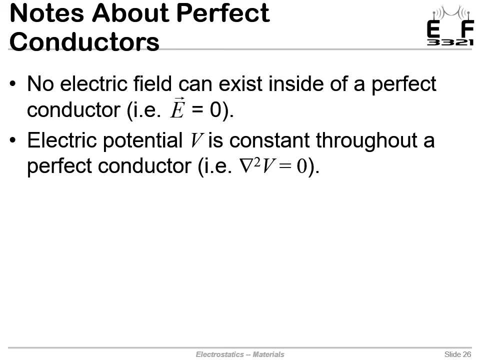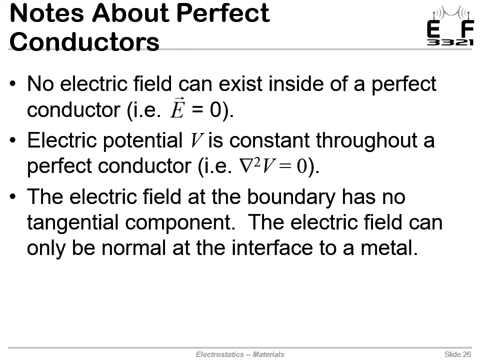And then restating that again, if the electric field is 0, that implies the electric potential is constant throughout the perfect conductor. And last, at the interface with the metal, not necessarily some distance away, but right at the interface, the electric field is perfectly normal to that interface. There is no tangential component, and that's because the tangential component has to be continuous across the interface, and the tangential component inside the metal is 0.